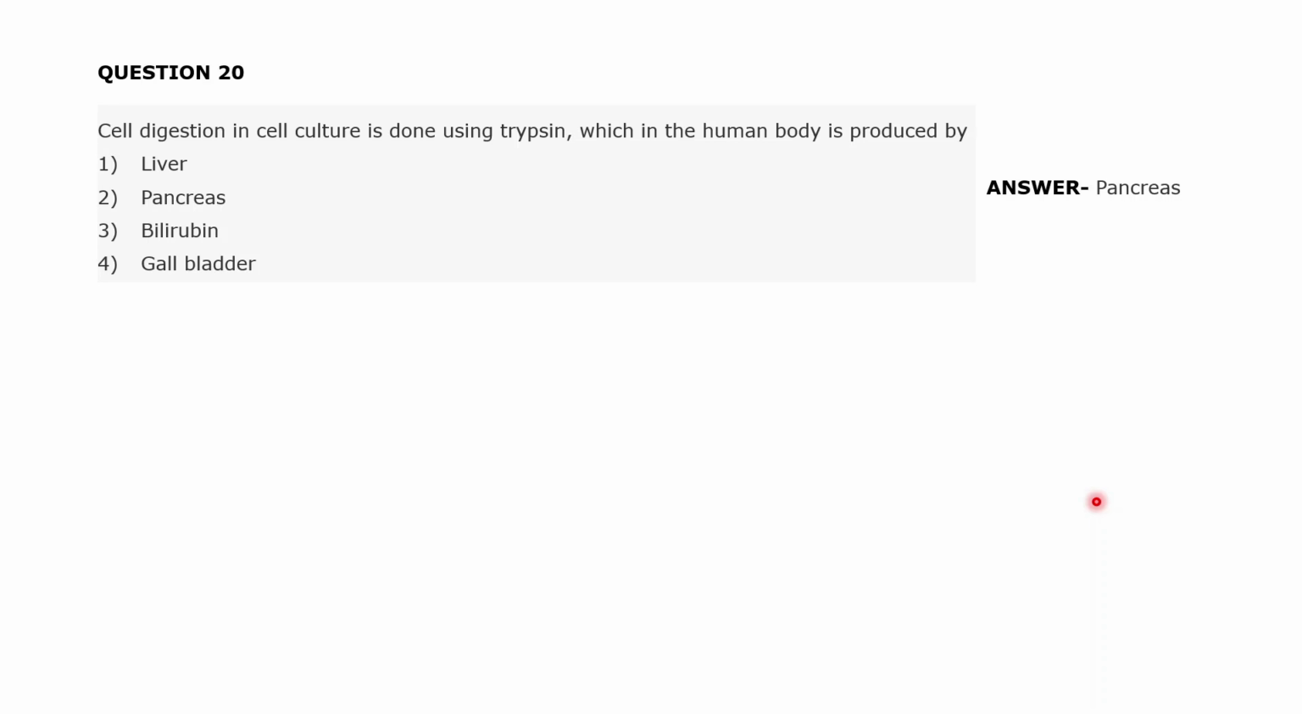So in the human body, it is used for carrying out the digestion process, so that our body can take up the amino acids present within the food material, right? So cell digestion in cell culture is done using trypsin, which in the human body is produced by the organ called pancreas. So yeah, I think this is quite clear. So does anyone have any doubt regarding this?